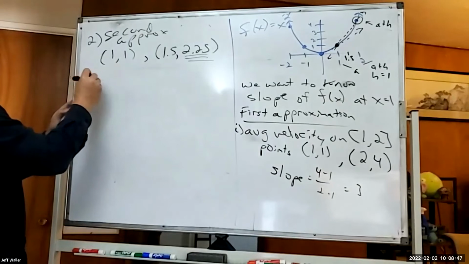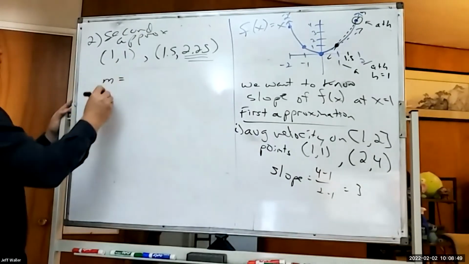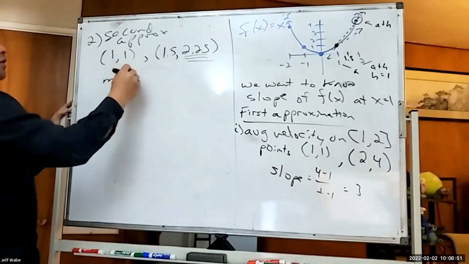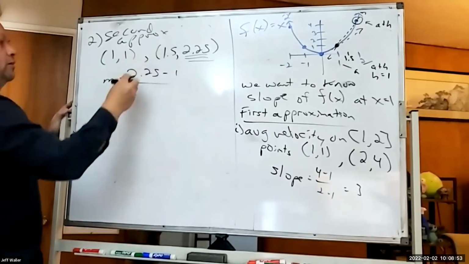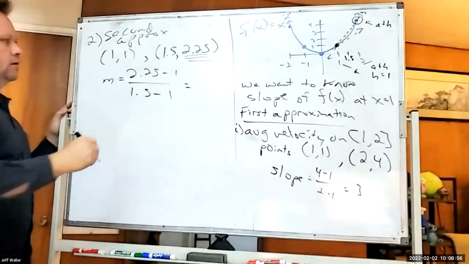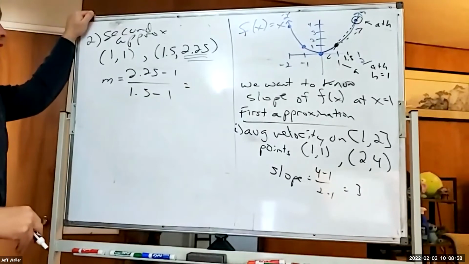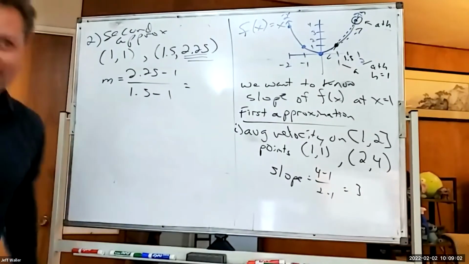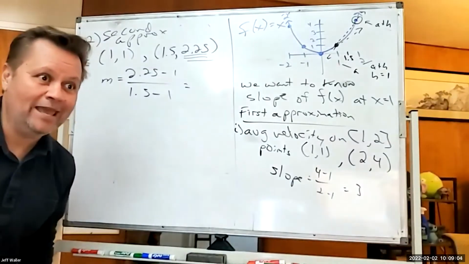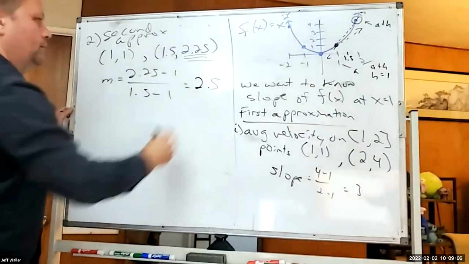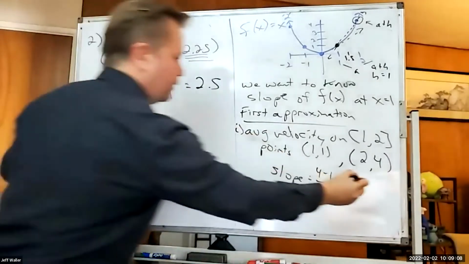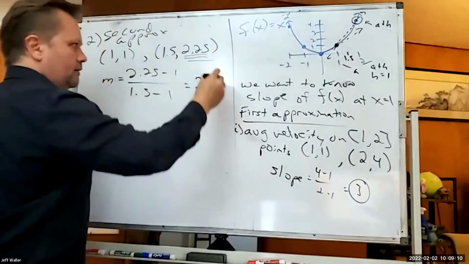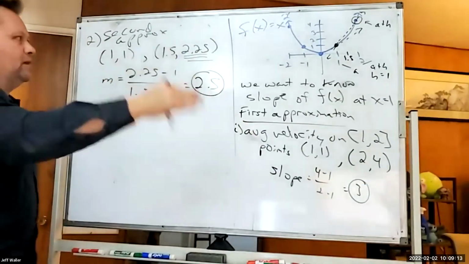So now what's the slope? It'll be 2.25 minus 1 over 1.5 minus 1, which will be what? 2.5. Is that right? Yep. All right. So we were at 3, correct? Now we're at 2.5. How do I make it even better?